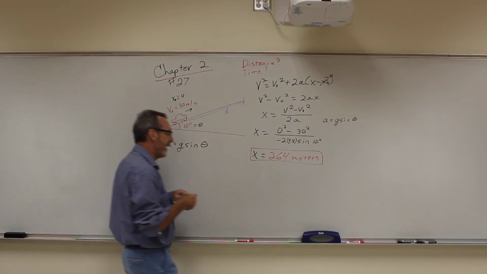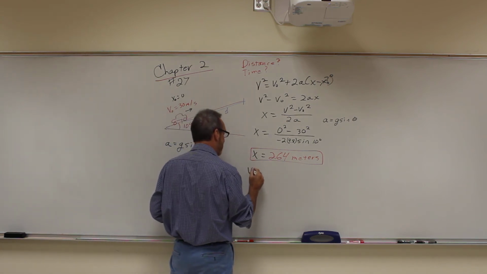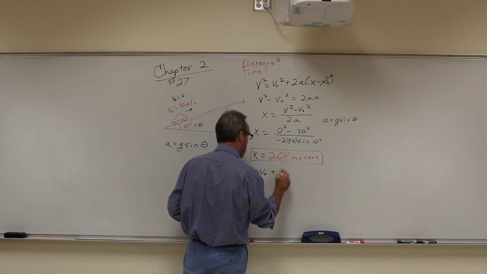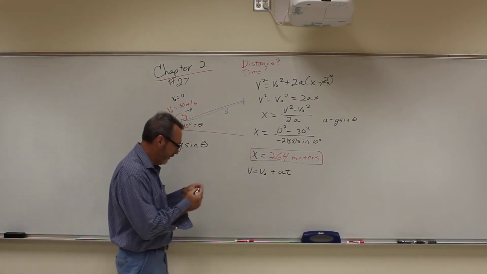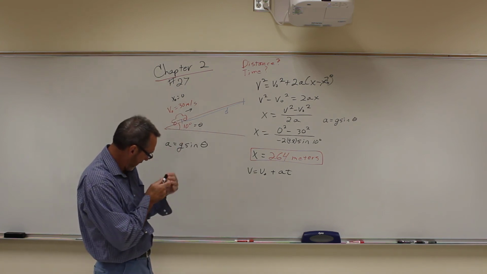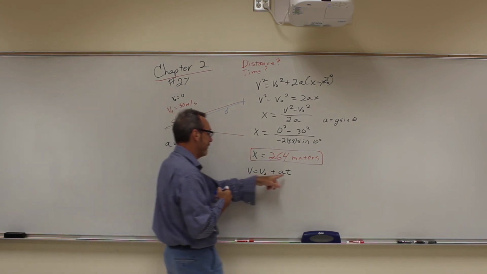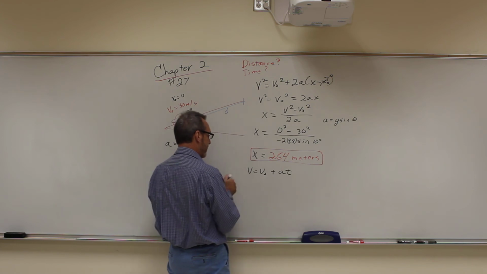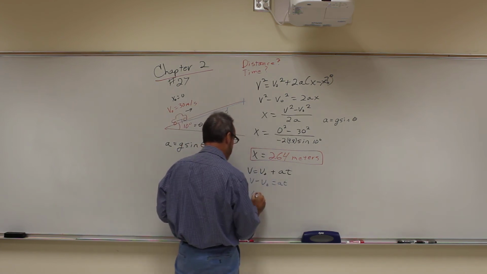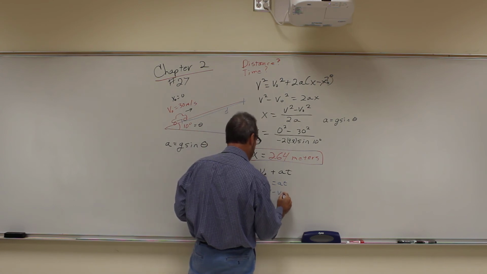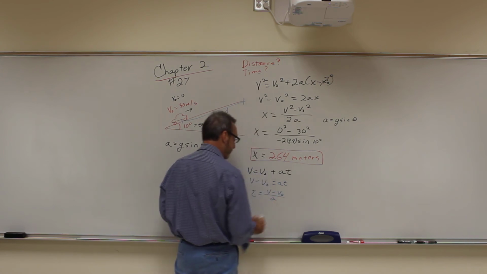Now let's do the time. The easiest one for the time is to do this one and solve that for time. You could do the other one since we know the distance now, but this one's the easiest. So I'm just going to solve this for t. I'm going to move the v0 over here, so I get v minus v0 is equal to at, or t is equal to v minus v0 over a.